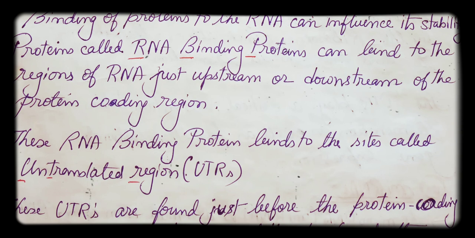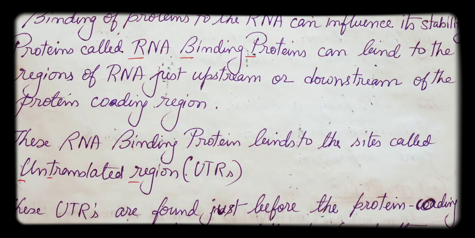These RNA binding proteins don't bind to the codon region or the open reading frame, but they bind to regions other than open reading frames, which are known as untranslated regions, UTR. Now, what are these UTR? As the name suggests, untranslated regions. These regions don't get translated normally.